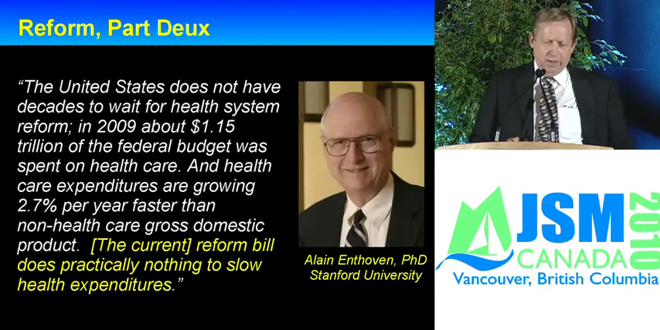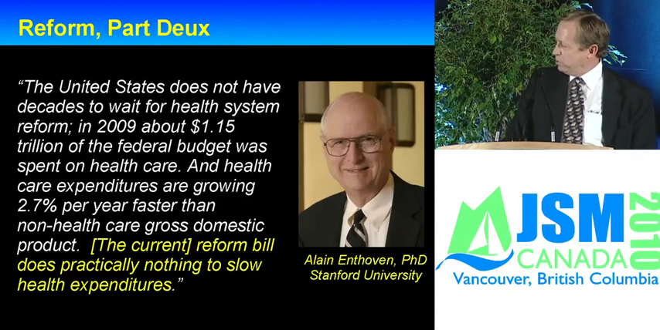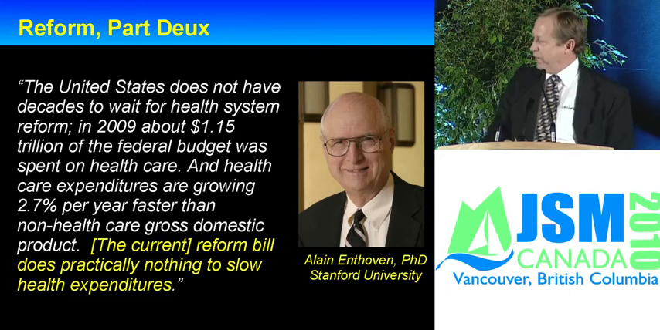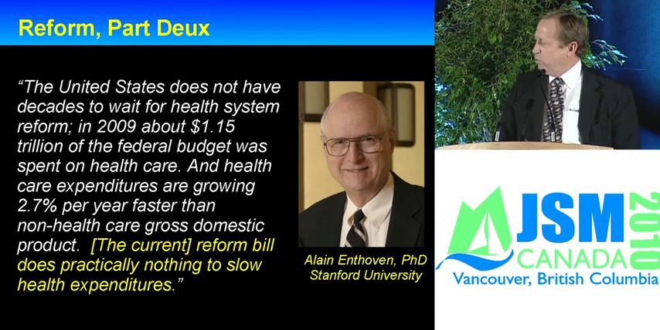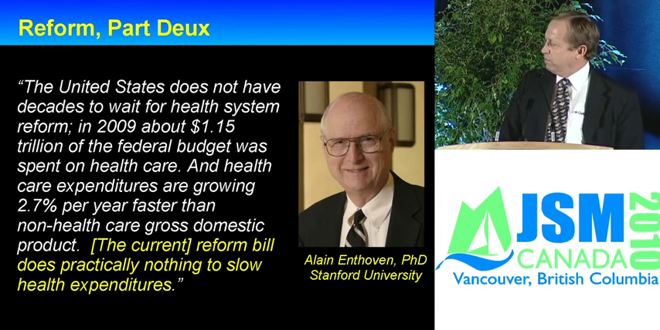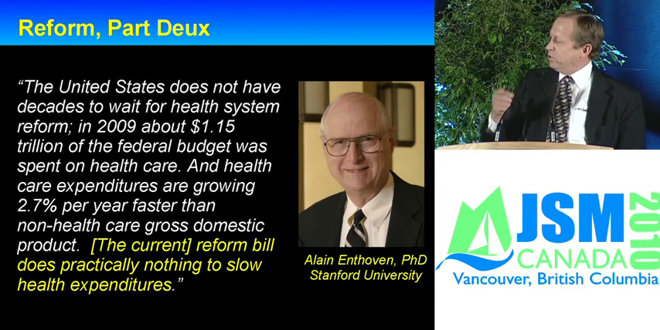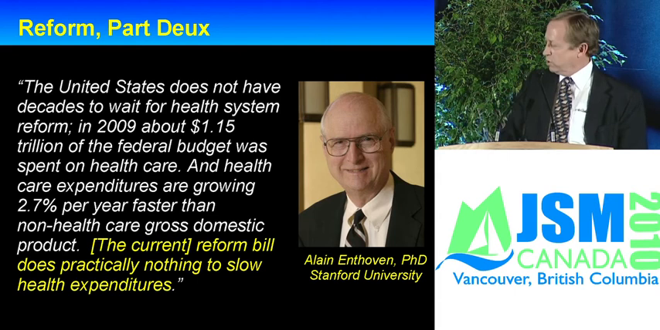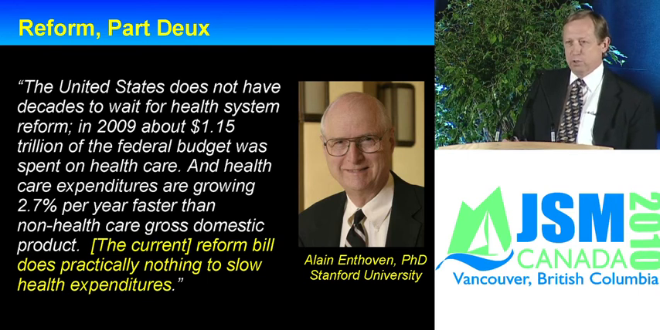Here's the thing, though. A quote from a famous health economist at Stanford University, Alan Enthoven, made this statement a few days after the new law passed. The United States does not have decades to wait for health system reform. In 2009, about $1.15 trillion of the federal budget was spent on health care. Health care expenditures are growing 2.7% per year faster than non-health care gross domestic product. The rate of inflation in health care is substantially higher, roughly twice domestic consumer price index inflation or growth of the economy. The main statement, though, the current reform bill does practically nothing to slow health expenditures.